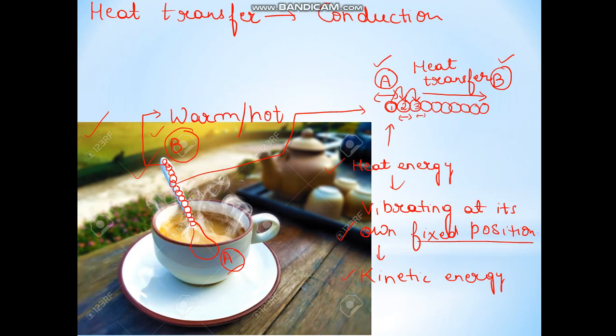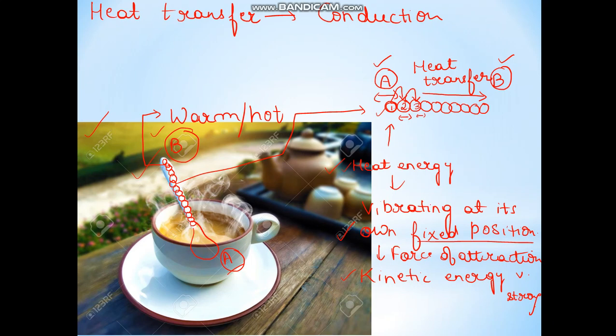So let me summarize again what is happening. When the first particle, that is the particle at end A, which is in direct contact with the hot tea, receives the heat energy, it starts vibrating faster at its own position only, because the force of attraction is very strong. They can't leave their position. That's why they are vibrating at their own place only.